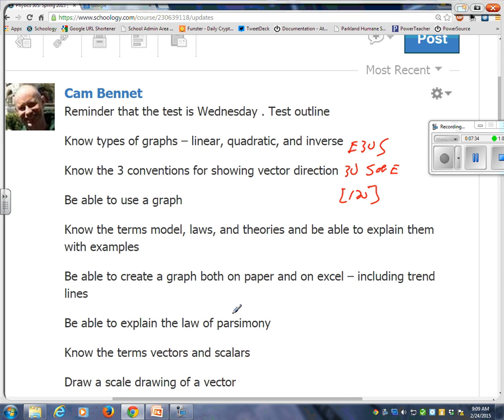You should know the difference between a vector and a scalar. You need to be able to draw a scale drawing of a vector. That brings me to a good point. For tomorrow, you will need a ruler and a protractor. You will need a calculator.